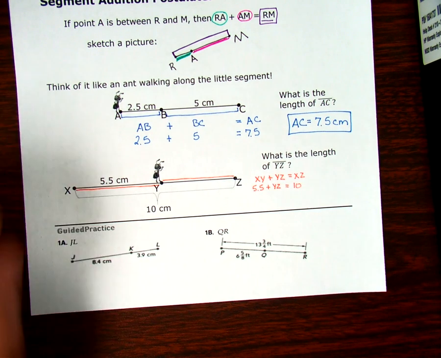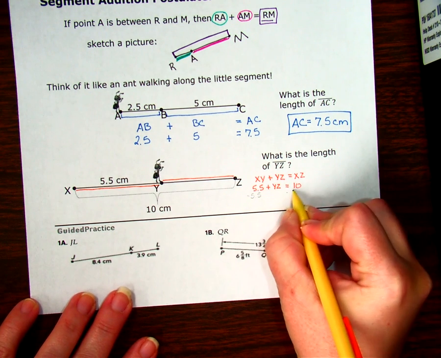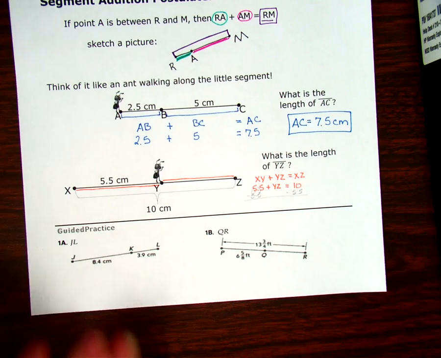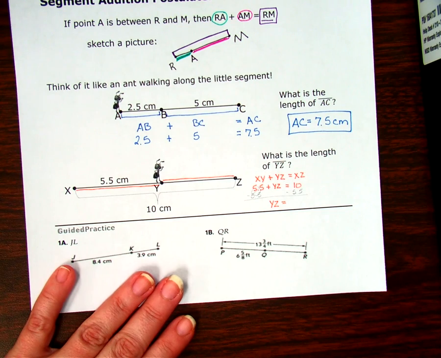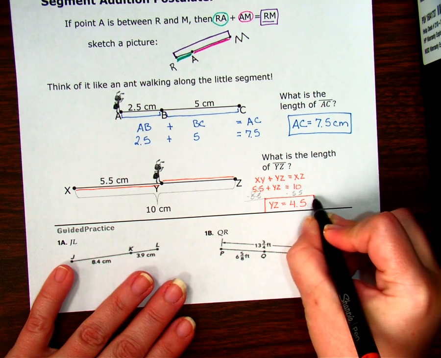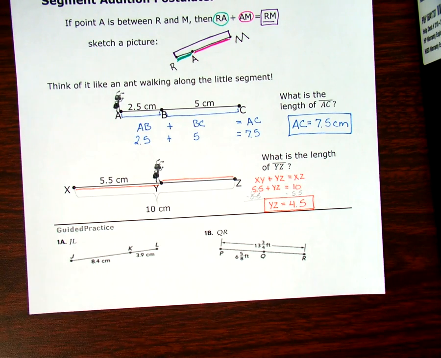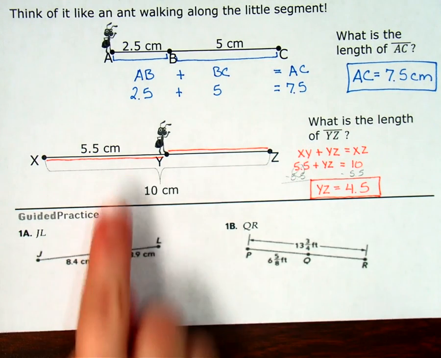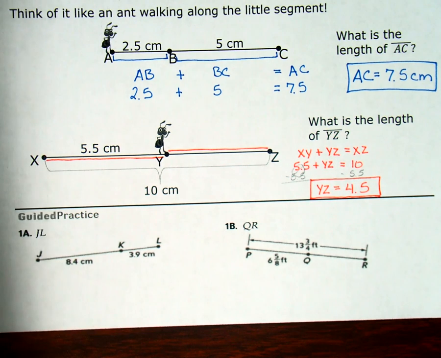So if I want to know what YZ is, all I have to do is use my subtraction property of equality. So 0 plus YZ equals 10 minus 5.5, which is 4.5. And I know some of you didn't have to do that algebraically like I did it, but I like to show the process of where everything comes from. I know some of you go, oh, I can just subtract. But I wanted to show you the algebra behind what's really happening there.